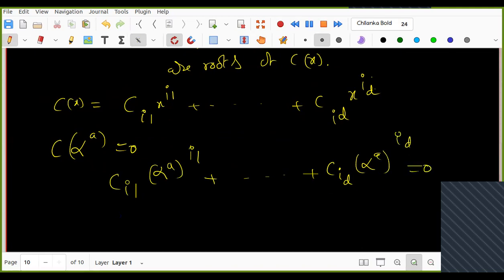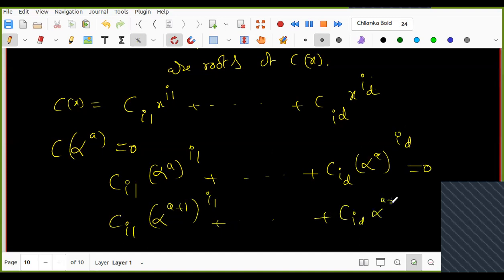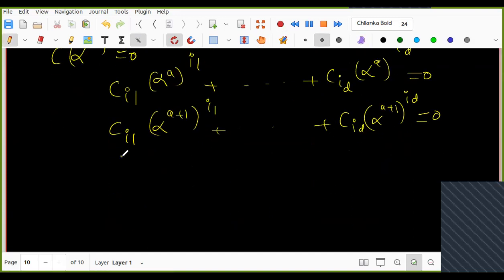Can you tell me similarly the next one? C_{i1} (alpha^{a+1})^{i1}. I'm substituting, these are the roots, right? Just substituting, I'm going to get C_{id} (alpha^{a+1})^{id}. Those who were in the previous class, for them it is easy. So like that we keep on substituting. What is the last equation?